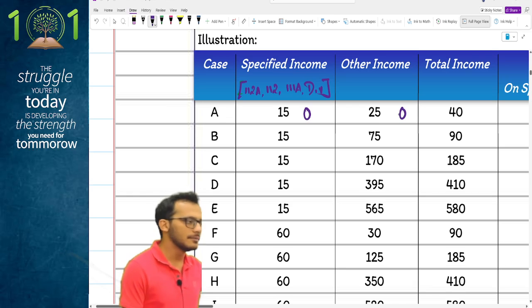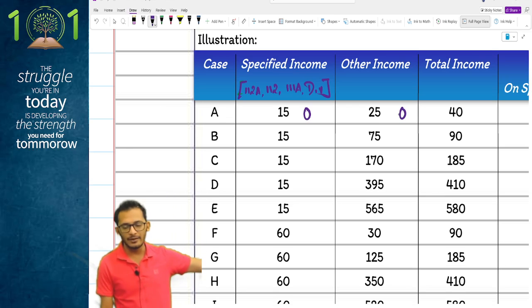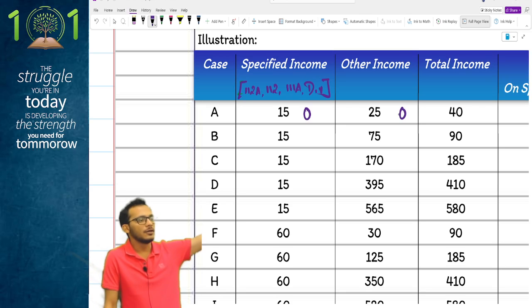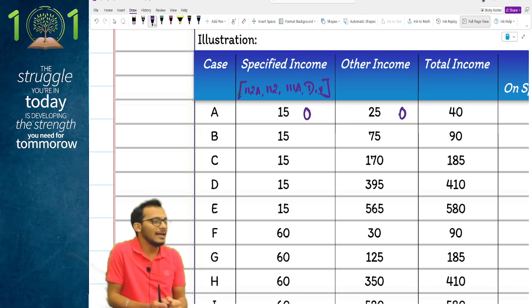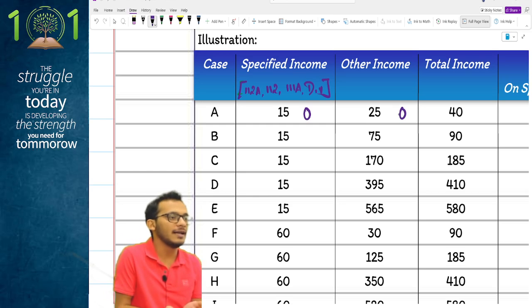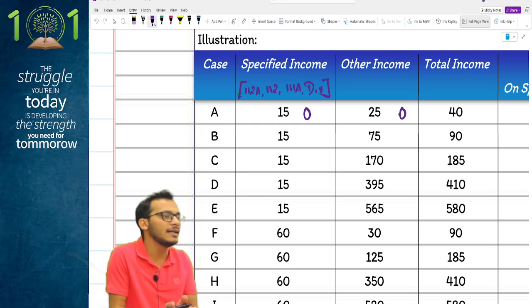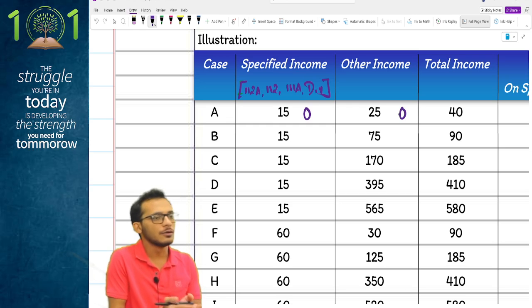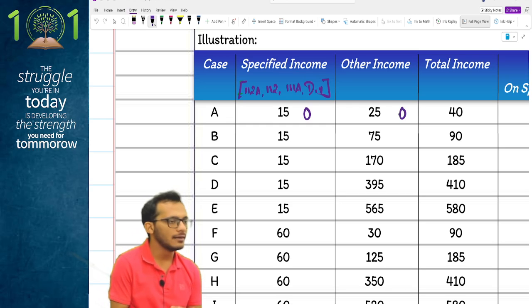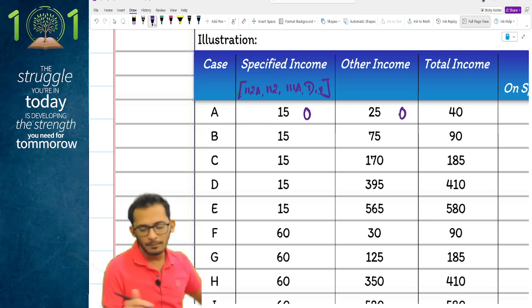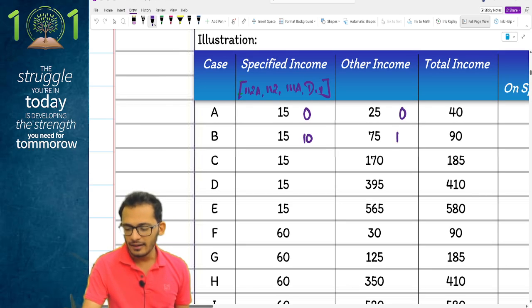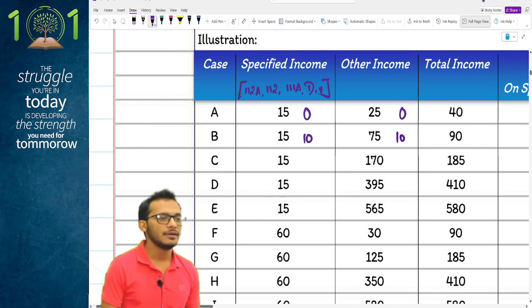This is what you have to do. Case scenario number 2. My special is 15, my other is 75, my total income is 90 lakhs. Will I split or not split? If I'm not splitting, I have to look together. If I'm looking together, my income is between 50 lakhs to 1 crore. Surcharge is 10 for both. Therefore, specified is 10, other is 10.